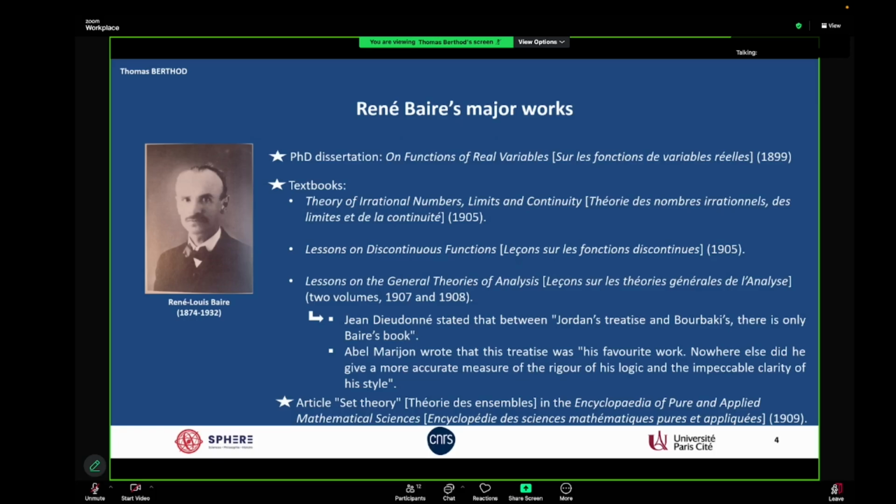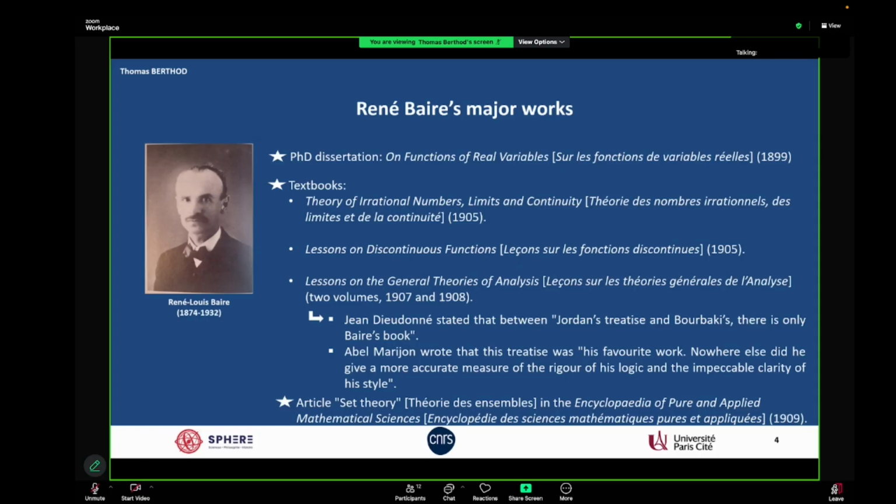So, for example, for the construction of the real numbers, but also to use set theory to formalize new statements about functions of real variables, things like that. And we have also many testimonies from several mathematicians like Jean Chandonnet or Abel Marijon, who was a mathematician at the beginning of his career, and then more an inspector of mathematics, so a supervisor for the educational sphere in France.